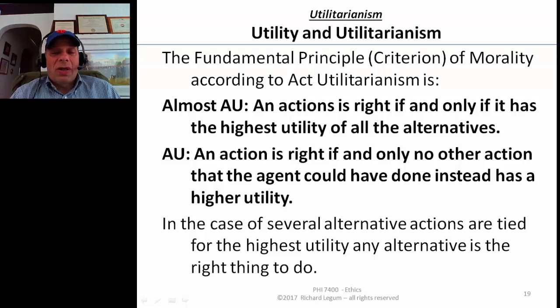I think the easiest way to understand it, especially when you see what Mill says about it, is that an action is right if and only if it has at least as high a utility as any alternative. Now, it's kind of hard to see how we apply it, but let's go through one example, and it'll give us a good idea about the intention of how this criterion of morality is supposed to be applied.